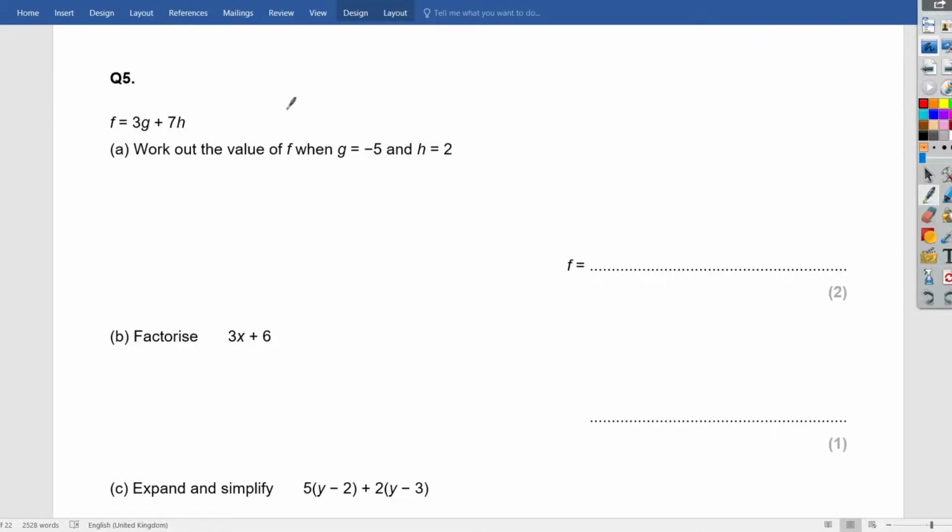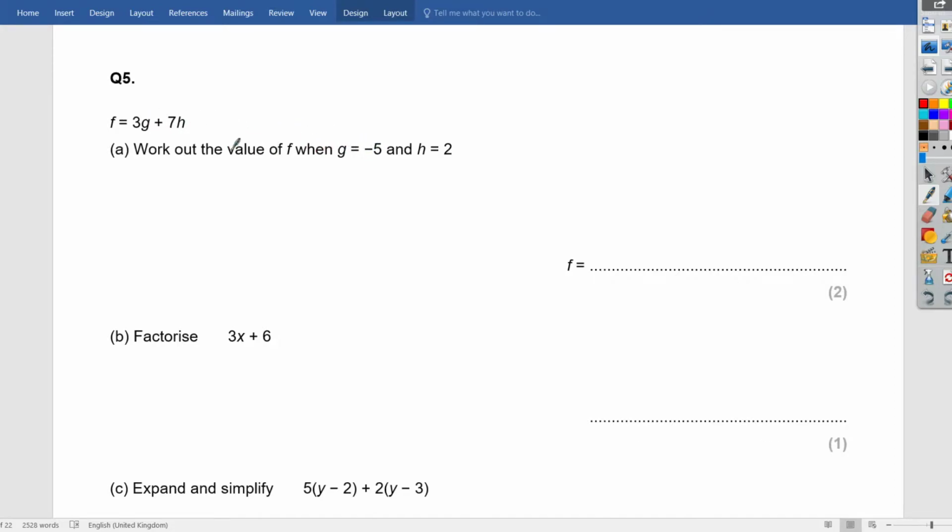Team, this is Higher Unit 2, question 5. On this question it says f is equal to 3g plus 7h. Work out the value of f when g is minus 5 and h is 2. What we call this topic is substitution. It's where we substitute the letter for a value.